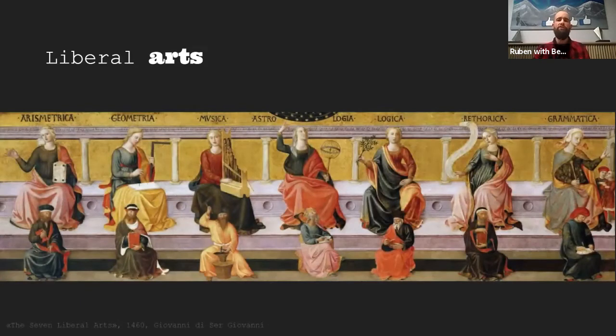Nevertheless, one of the things that you notice is that in medieval ages, there was a term called liberal arts that is still nowadays used as a reference to a higher degree in educational programs. And liberal arts in medieval times were the seven branches of knowledge, known as arithmetic, geometry, music, astrology, logic, rhetoric, and grammar.